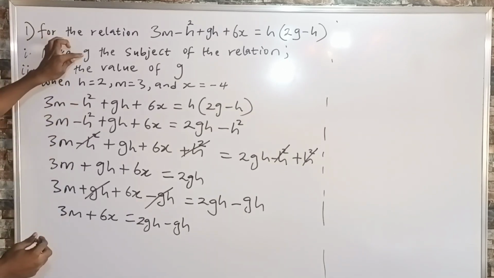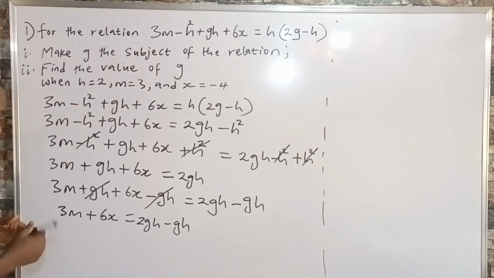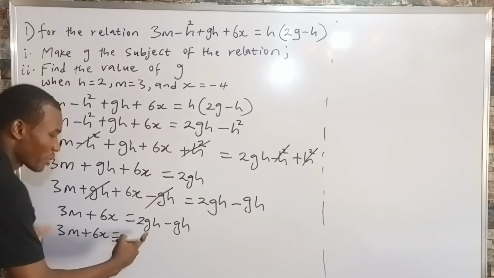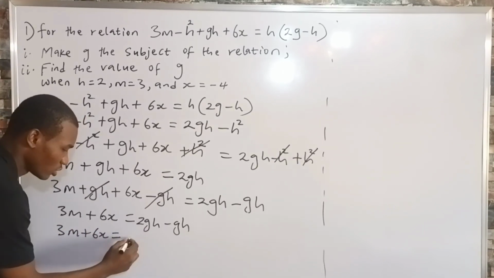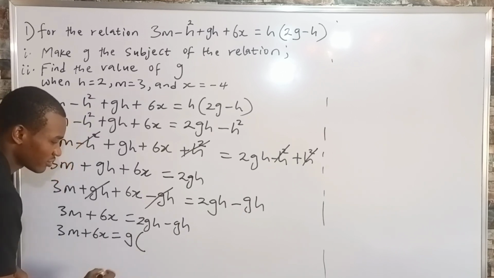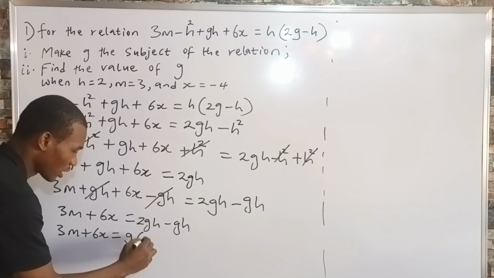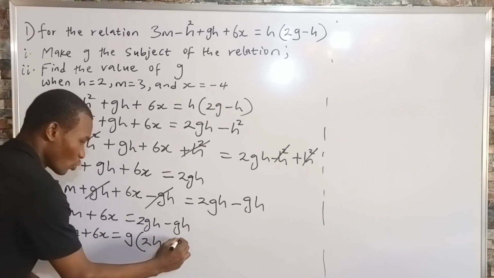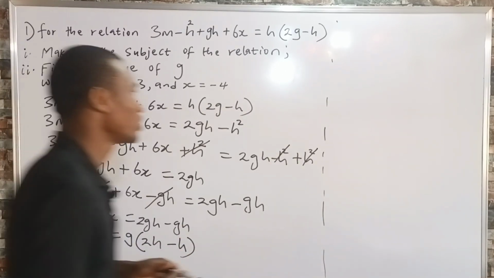Remember, we are asked to make g the subject of this given relation. So what next are we to do? We now have 3m plus 6x is equal to, remember, g is common here. So let's factor out g, then that is in brackets. When g divides 2gh, we are left with 2h. Then minus, when g divides gh, we are left with h. So let's complete the solving here.